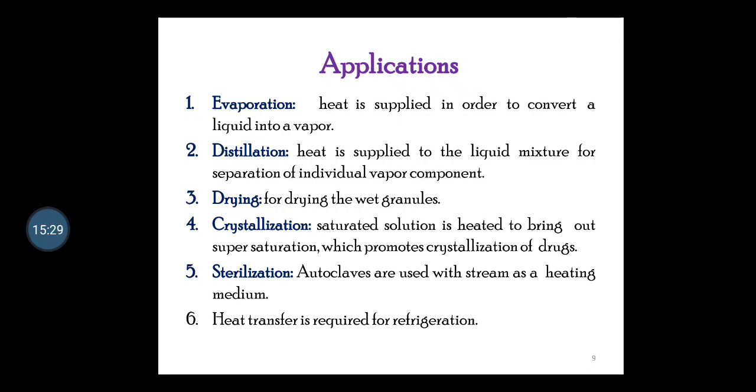The technique used for the sterilization of pharmaceuticals is autoclaving. It is used to sterilize equipment by subjecting it to high pressure steam as a heating medium. Glass apparatus and other containers are also sterilized by means of dry heat sterilization. Besides all the above processes, boiling, condensation, sublimation, fusion, etc., are some other processes involved in the transfer of heat.